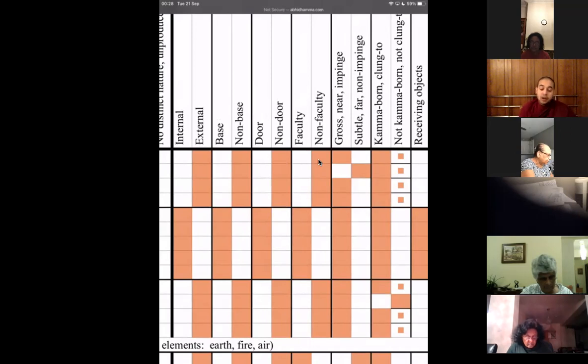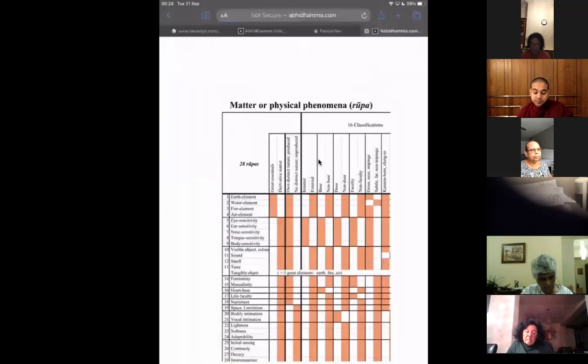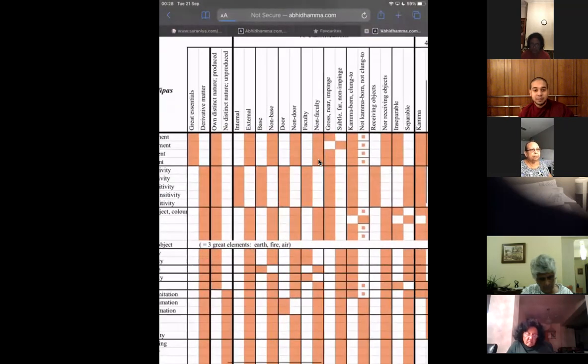Now, then we have gross, near, impinged, subtle, far, non-impinged. Now, gross, near, you have to read the book. If you do not understand, read the book. You have to read the book because the definitions are there.